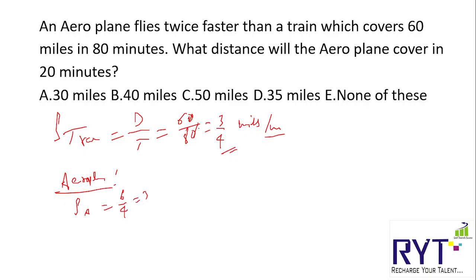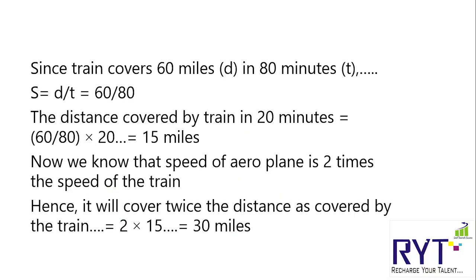Or can we say 3 by 2? 3 by 2. Okay. What distance will the aeroplane cover in 20 minutes? They want distance. So can we say speed into time is distance. Speed is 3 by 2 into what is the time? 20 minutes. So 2 ones are 2, 2 tens are 20, 3 into 10, 30 miles. So 30 miles is the answer. Option A, 30 miles. Let's move to the next question.